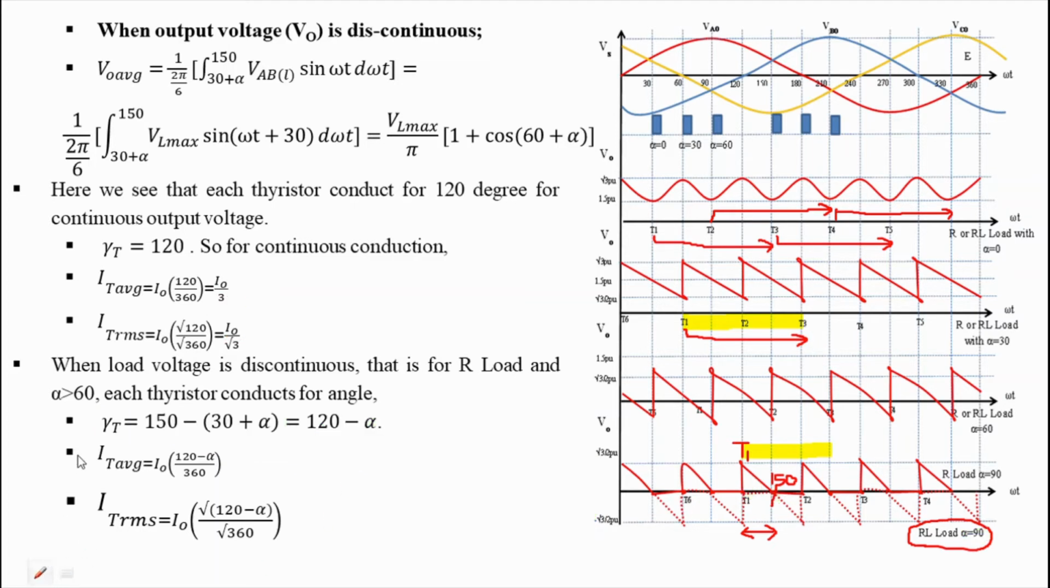Now if we have to write the average value of thyristor current, then how we can write? We can simply write by dividing conduction angle by total time period. Here conduction angle is 120 minus alpha and total time period is 360. If we multiply it by maximum value of output current, then we will get the average value of thyristor current. Similarly, we can write the RMS value of thyristor current. For writing the RMS value, we have to simply take the square root of this term which is multiplied by I naught, that is 120 minus alpha by 360 degree. So if we take the square root, we directly get the expression for RMS value of thyristor current.